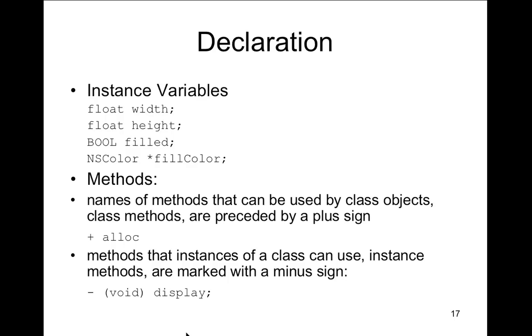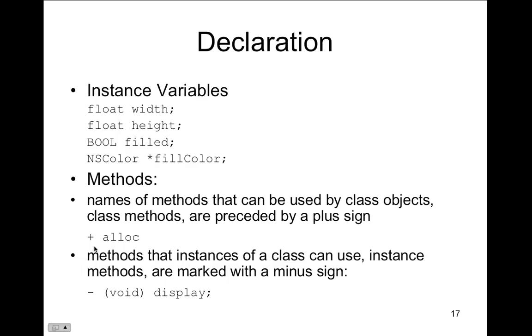And here's some different things as well. In terms of the declaration, our instance variables here, float, that should look familiar. So object type, NSColor, pointer to fill color, pointer variable. Everything that you're familiar with in C++ in terms of your instance variables is practically identical. You can still make pointers, you can still make floats, integers, doubles, all the different built-in types that you're familiar with. In terms of the methods, these are a little different.